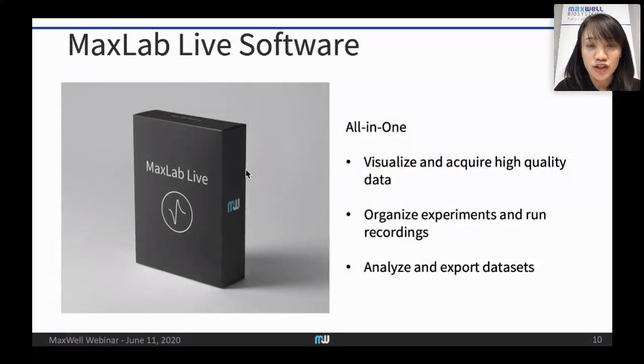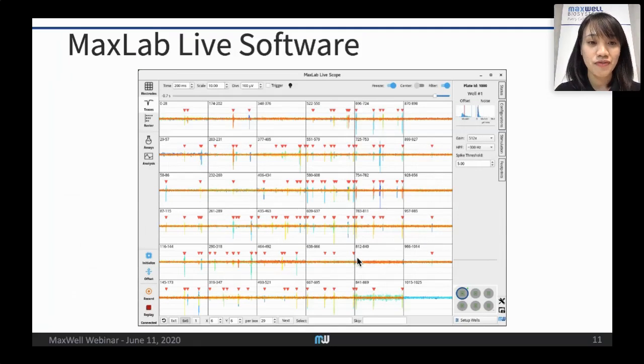Central to our products, both Max 1 and Max 2, is the software, MaxLab Live, and we have an all-in-one solution for that. So MaxLab Live is used to visualize and acquire high-quality data, organize our experiments, run their recordings, and also analyze and export the datasets. So these are some of the screenshots of our software.